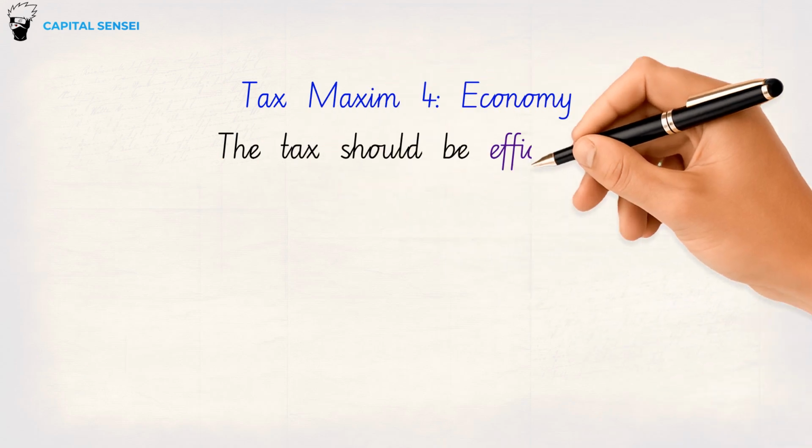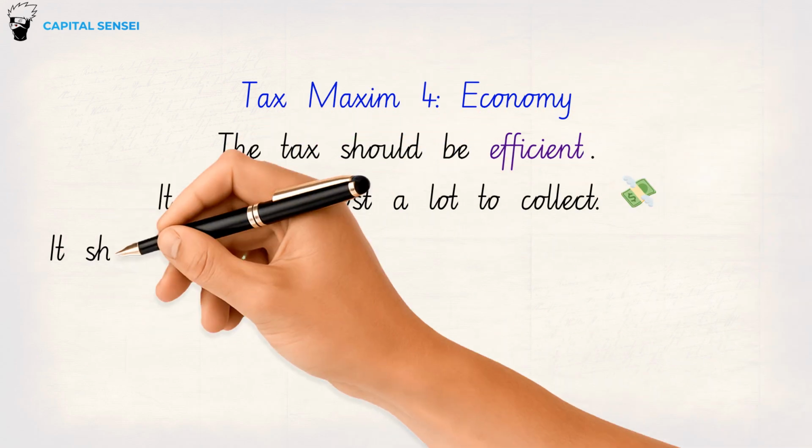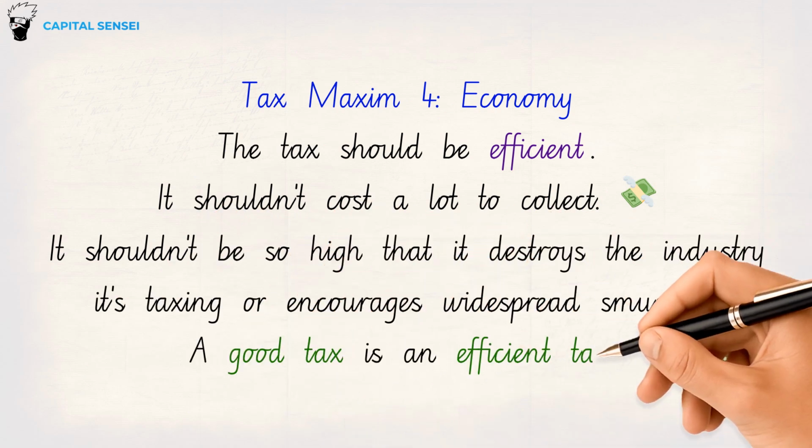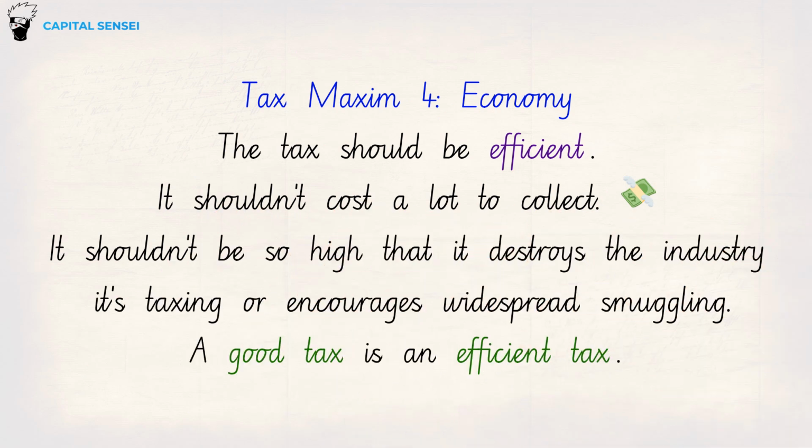And fourth, the maxim of economy. Every tax ought to be so contrived as both to take out and to keep out of the pockets of the people as little as possible over and above what it brings into the public treasury of the state. This means the tax shouldn't be expensive to collect. It also means it shouldn't be so high or so poorly designed that it destroys the industry it's taxing, or that it encourages widespread smuggling and evasion. A good tax is an efficient tax.